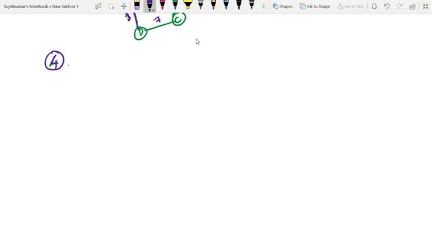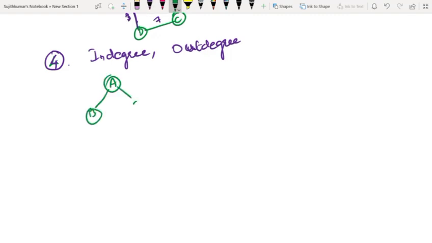The fourth tree terminology is in degree and out degree. I think we have seen this concept, degree, in trees itself. In graphs it works in a very similar way, but anyway, let me explain that. Let me have A, B, C, D. You should have directions.